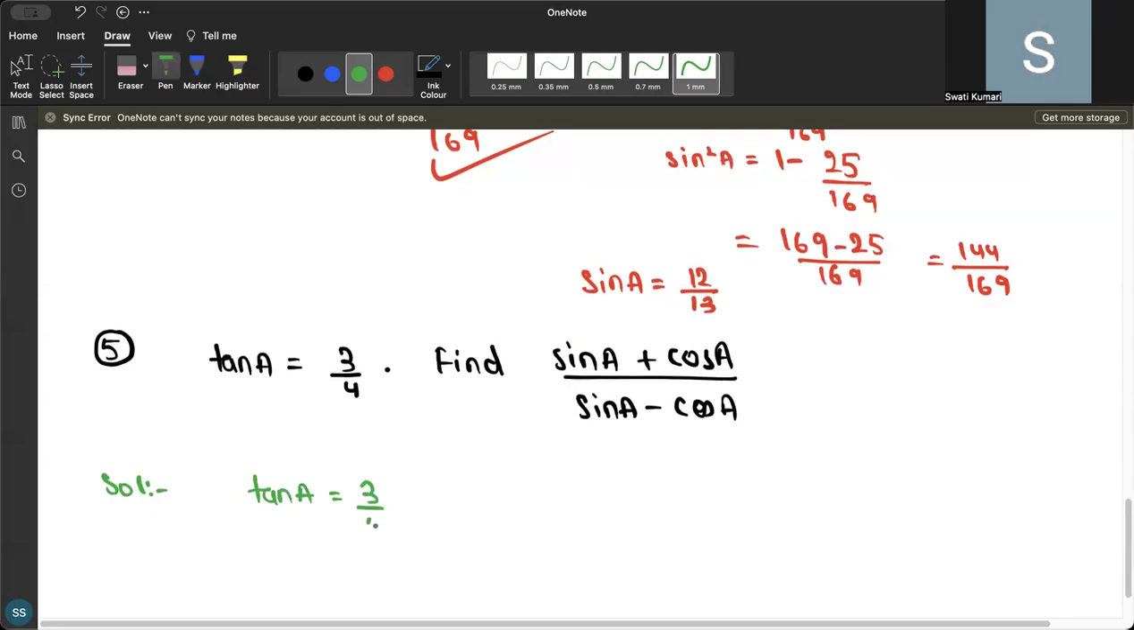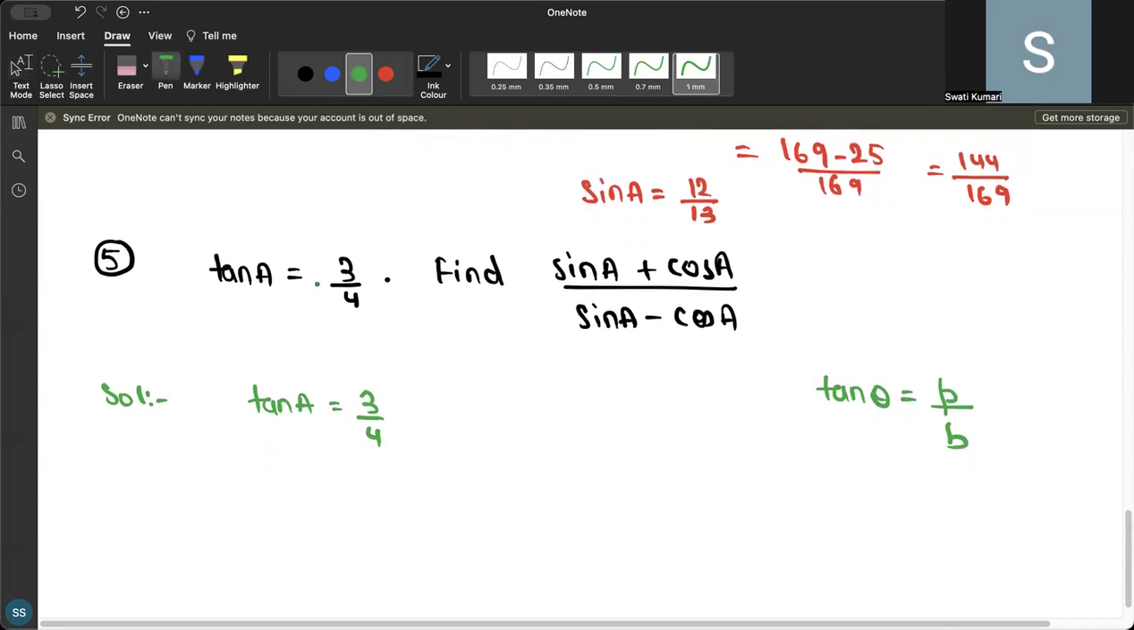There is a formula for tan theta, which is P by B. P by B, that means perpendicular upon base. So here we have tan A 3 by 4. So I can take the ratios as 3x and 4x. I'm directly taking it, okay, 3 by 4.